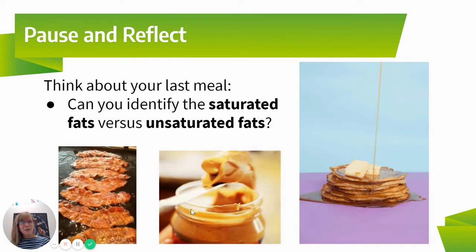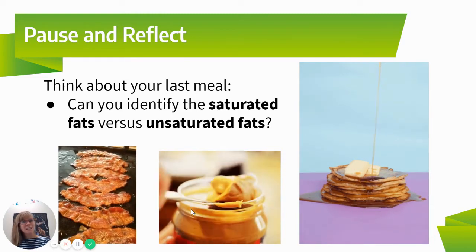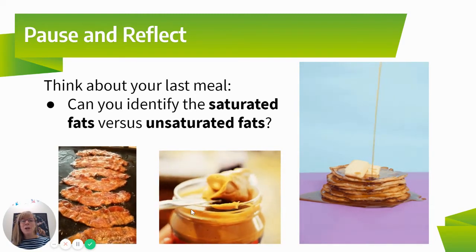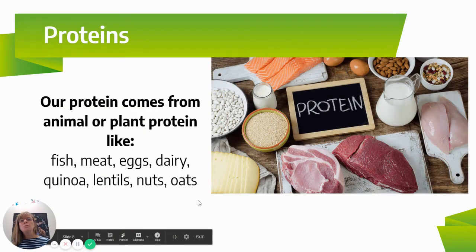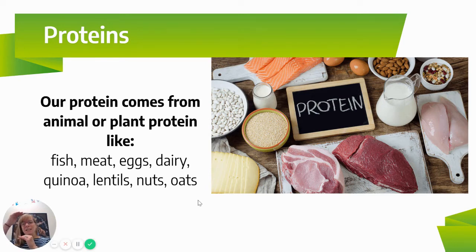How was your last meal? More unsaturated fats than saturated? I hope so. All right, we're going to switch gears here to proteins. Again, in your notebook, make maybe a bigger font saying proteins, our next energy source. A protein comes from animal or plant-like proteins. So fish, meat, eggs, dairy, quinoa, lentils, nuts, oats.